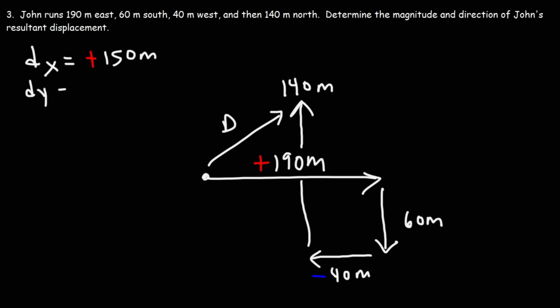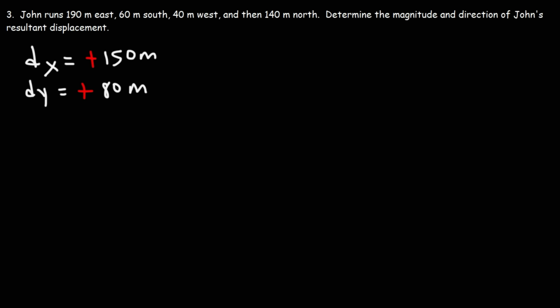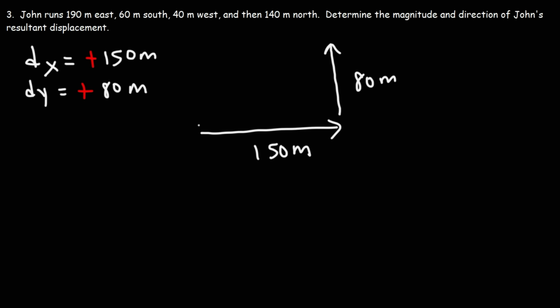Now what about his displacement in the y direction? Well, he traveled positive 140 meters north, negative 60 meters south. So 140 minus 60 is 80. So he went a net of positive 80 meters north. So now we can redraw the picture. The net horizontal displacement is 150 east, and the net vertical displacement is 80 meters north. So that's our resultant vector.